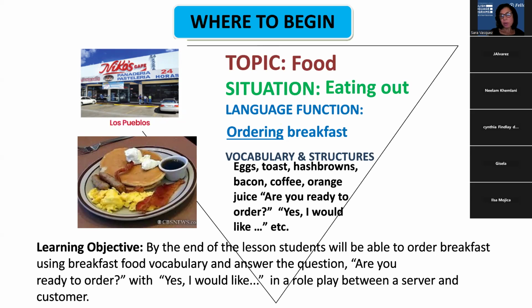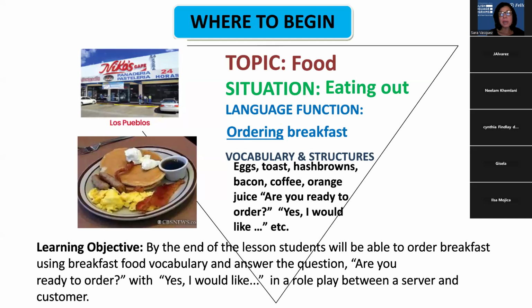So on your own, look at this, everyone. Do you see the three components? We always say by when we want them to know this or learn this or be able to do this. And then we want to state what we want them to learn, which is using breakfast food vocabulary, our linguistic piece. And also to answer the question, "Are you ready to order?" All that is part of the linguistic piece.